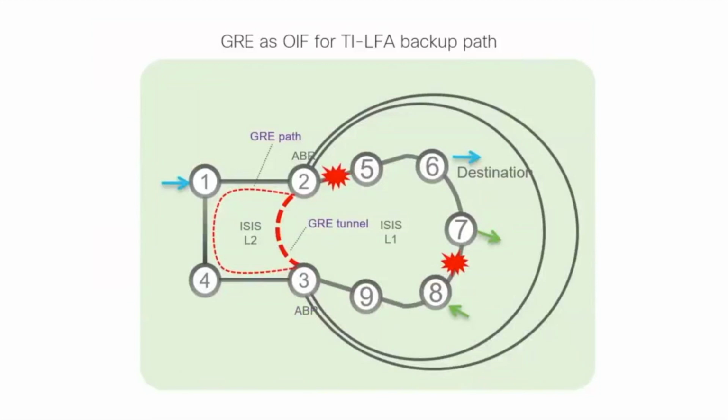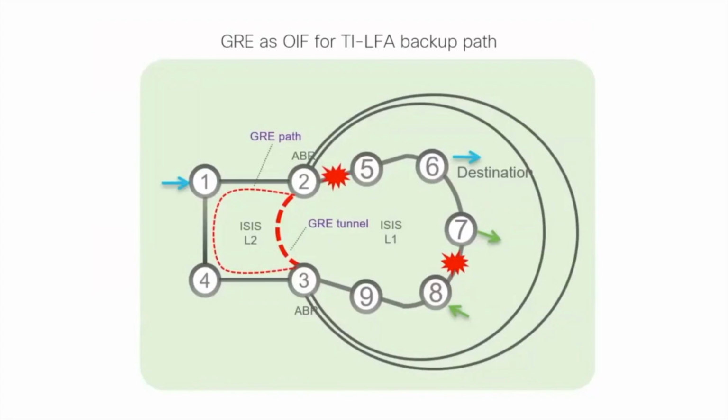And the idea is obviously, of course, to provide TI-LFA within each level. And because these two ABRs cannot be connected directly to each other, the ability for the IGP to pre-compute a backup path within the level is now compromised. So the way we address this is to allow a GRE tunnel, in this case shown on the screen, to be used as an interface within that level. So therefore, the IGP can compute a backup path that leverages that logical interface.